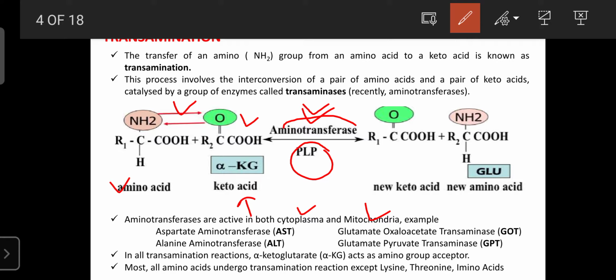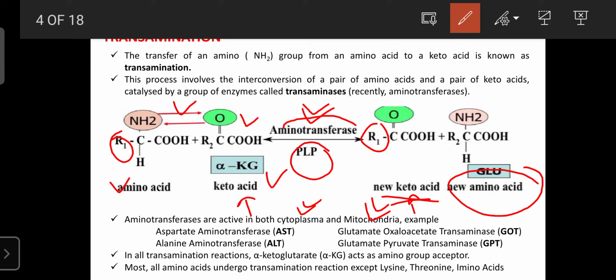Then it can form a new keto acid. Here R1 indicates the one amino acid. The same amino acid becomes the new keto acid, and then this keto acid becomes the new amino acid. Like that, the interchange occurs in the presence of aminotransferase, and this enzyme is active in both cytoplasm as well as mitochondria.